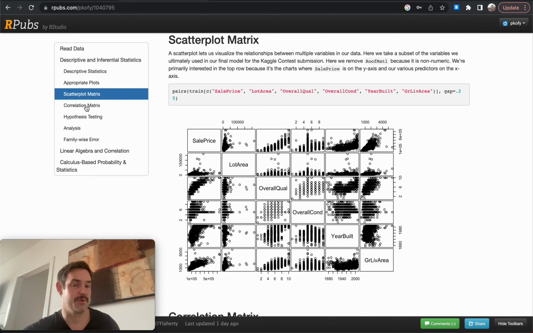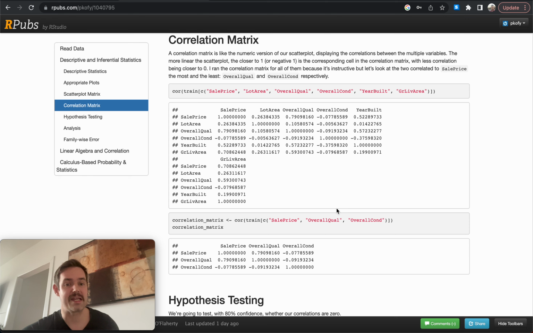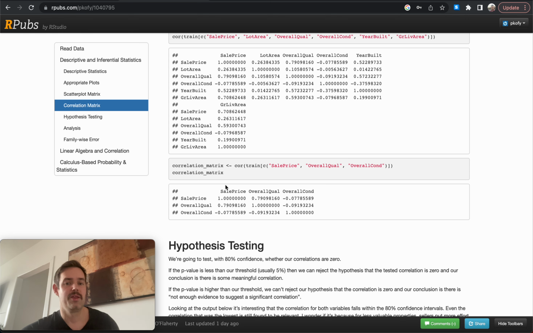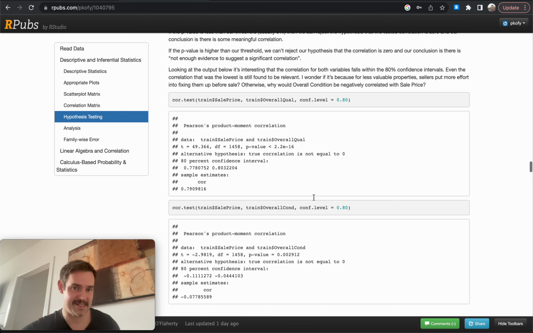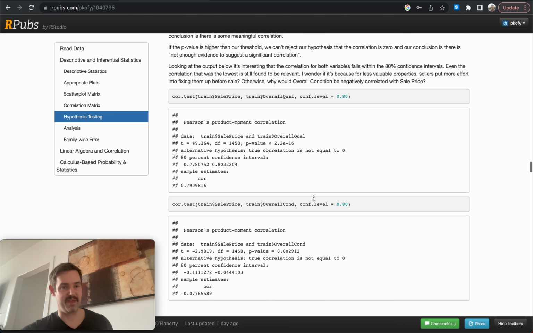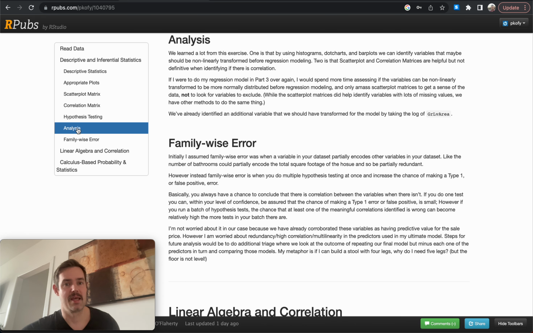Scatter plot we'll get into in the next section. Correlation matrix, I picked the two relations to sale price that were the highest correlation and the correlation closest to 0, and did hypothesis testing and determined that both of them were meaningful correlations.